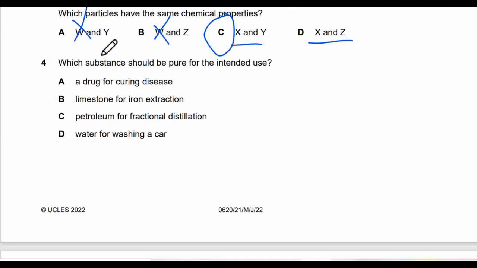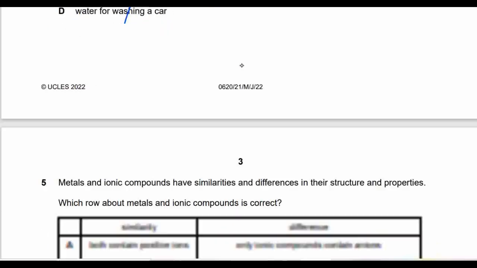Now let's move to question number 4. Which substance should be pure for intended use? A drug for curing disease, of course, drugs should be pure. That will be our absolute answer. We don't need to see the others.